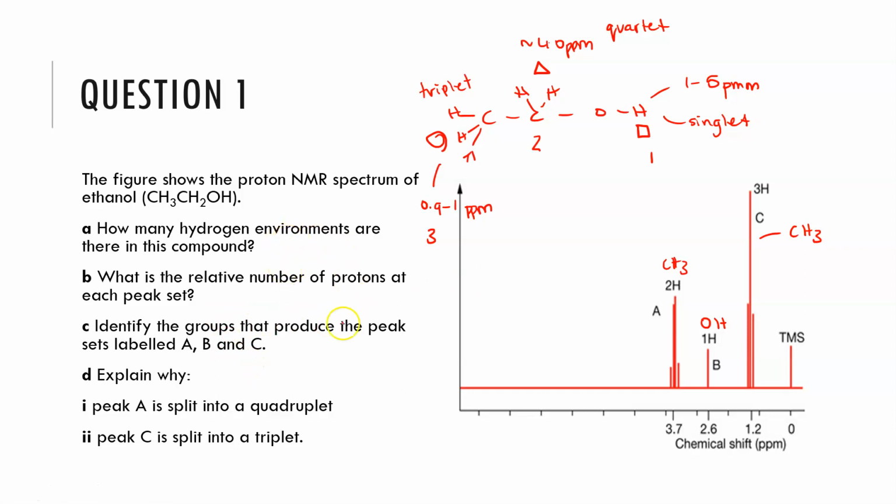So essentially, by looking at all of this, we have answered all the questions. There's three environments. The relative number of protons at each peak set would be 3:2:1. Identify the groups that produce the peak. A is going to be the hydrogens of the CH3 group. B is going to be the hydrogen of the hydroxyl. And C will be the hydrogens of the CH2 group. Peak A is split into a quartet due to being adjacent to the CH3, and peak C is split into a triplet due to being adjacent to the CH2.